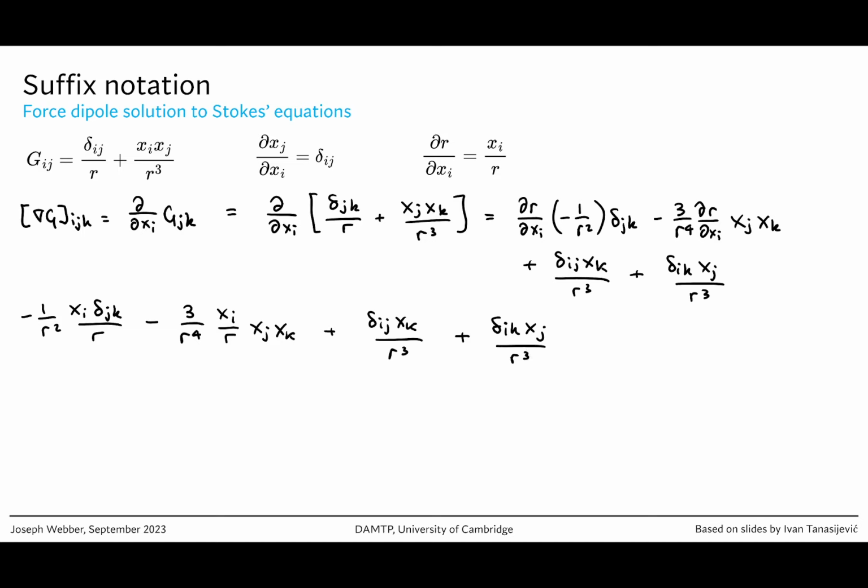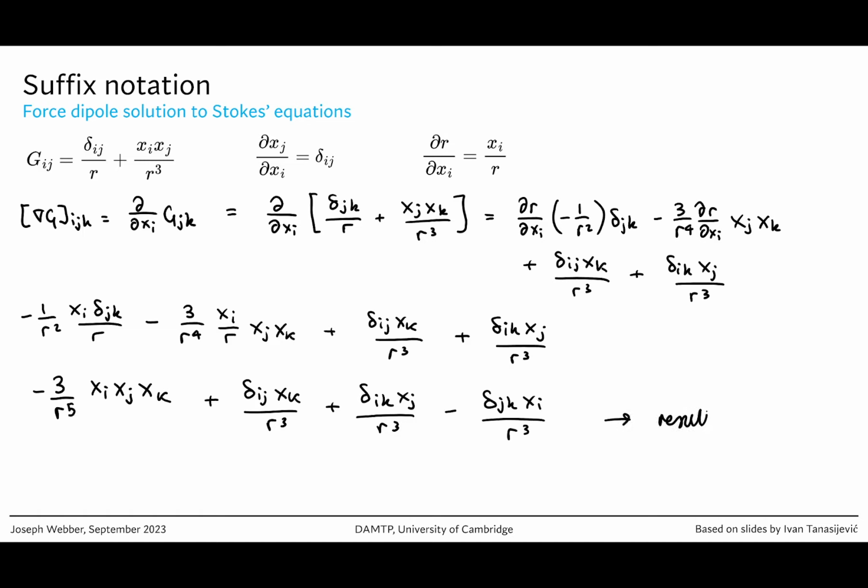So let's just tidy this up a little bit, and we end up with an expression that works out to be, let me just double check that nothing silly has gone wrong here, minus 3 on r to the 4 xi xj xk plus delta ij xk on r cubed plus delta ik xj on r cubed minus delta jk xi on r cubed. Turns out there's a slight mistake here, that we have r to the 4 times r, so this should actually be r to the 5, but this is our result. It's very messy, but it would have been very difficult to do this without Einstein's summation convention.